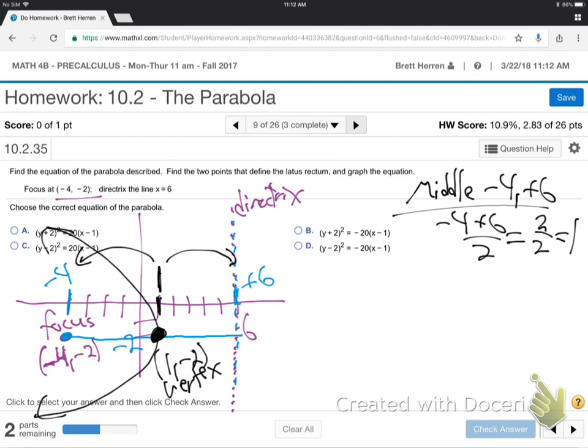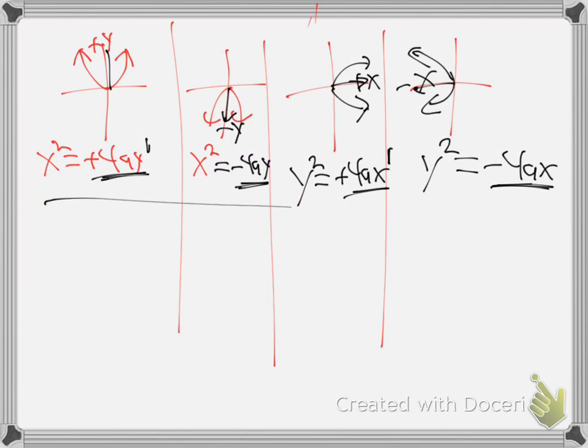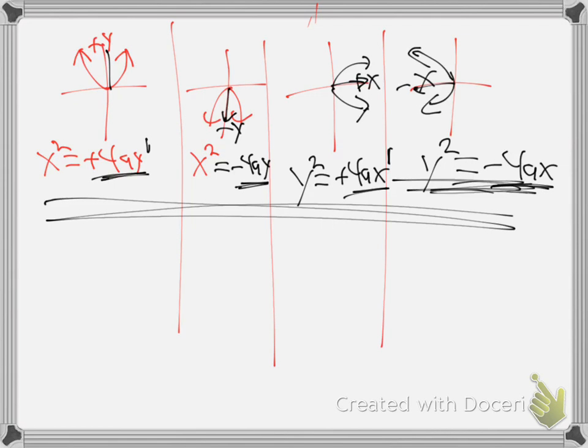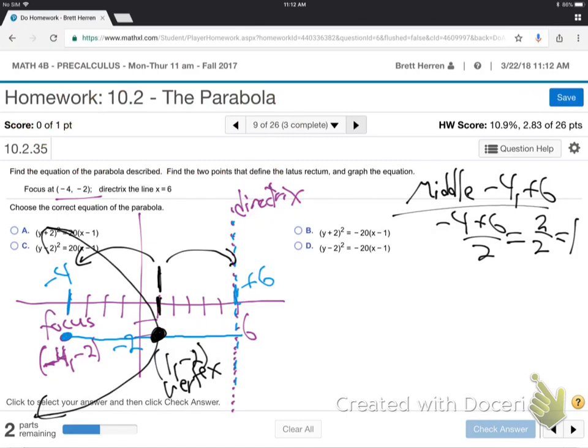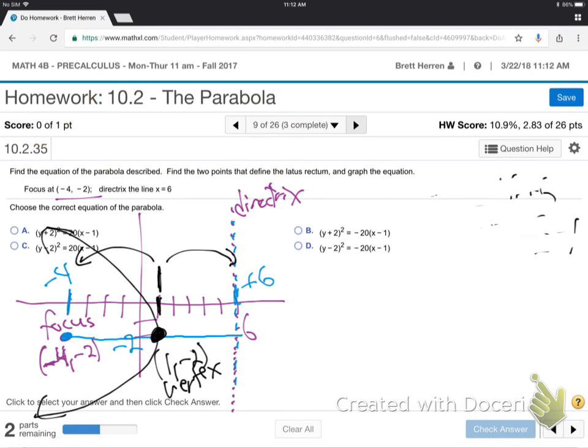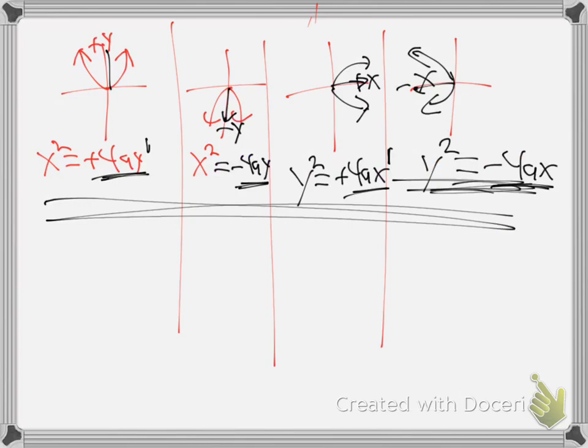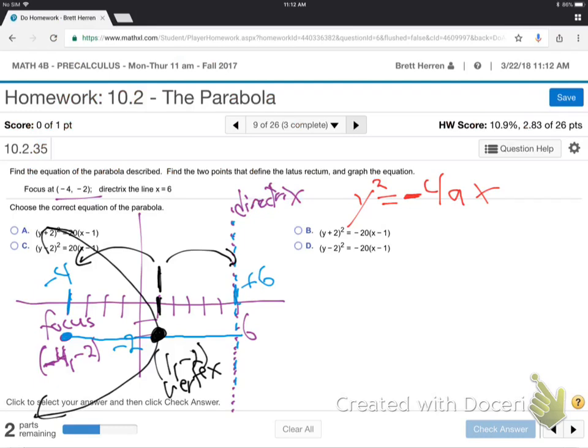The first thing to write is, which of these four is it? It's going left, so it's this one. y squared is -4ax, I'll have that on a 3x5 card. Let's start there. So y squared is -4ax. Okay, but the center is not 0, 0. All these are centered at the origin, aren't they? So ours is centered here, not the origin.